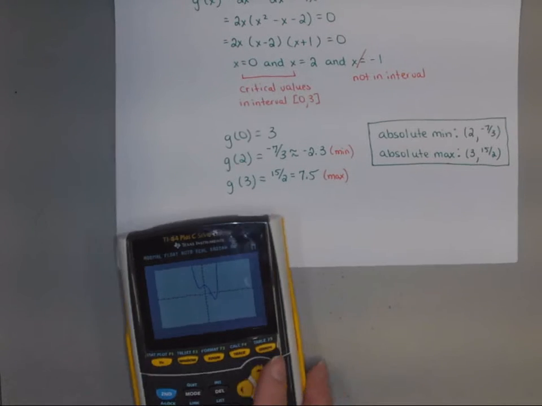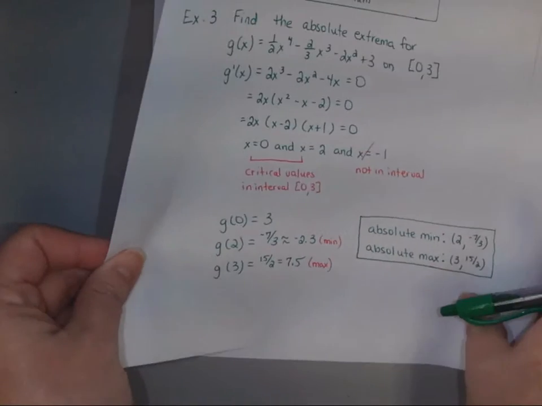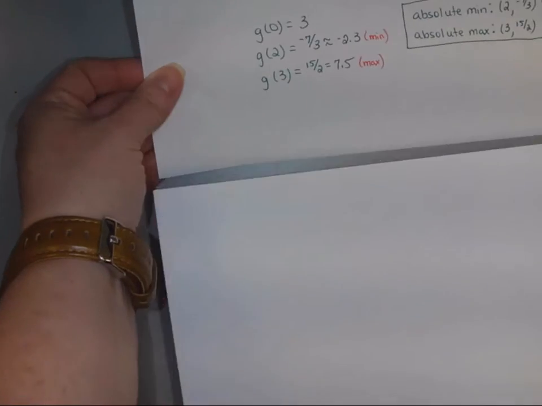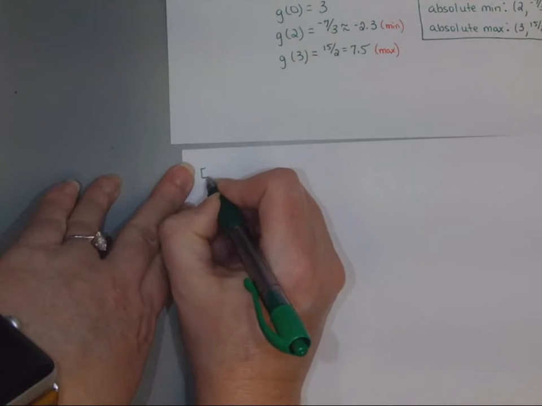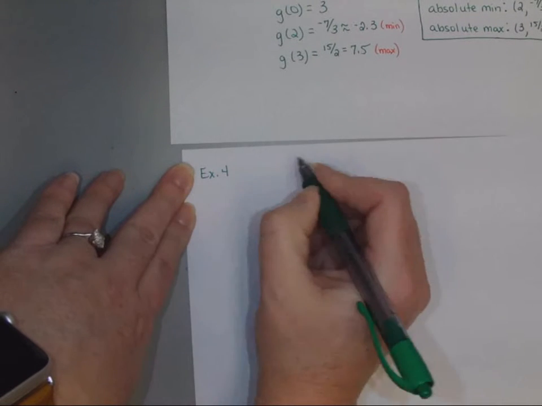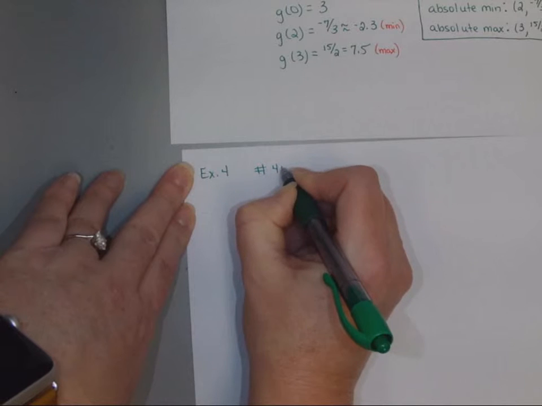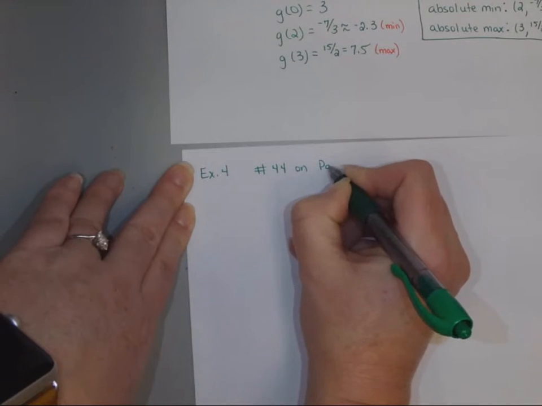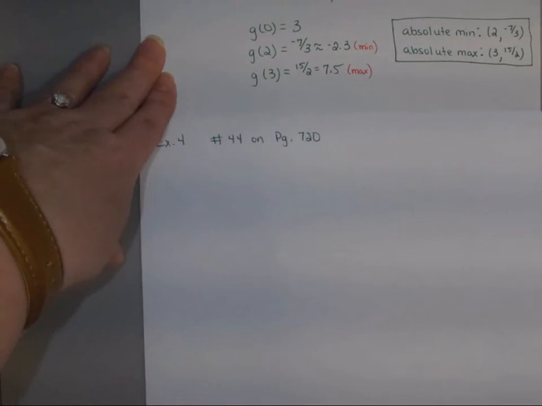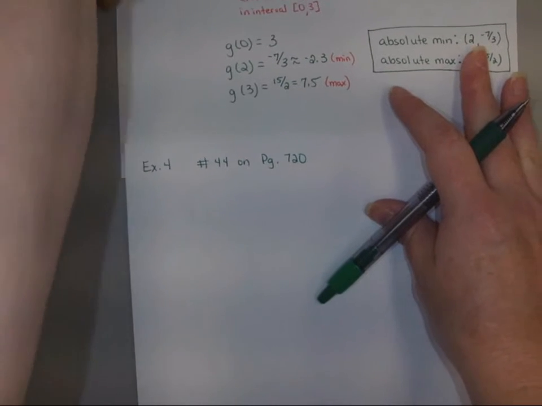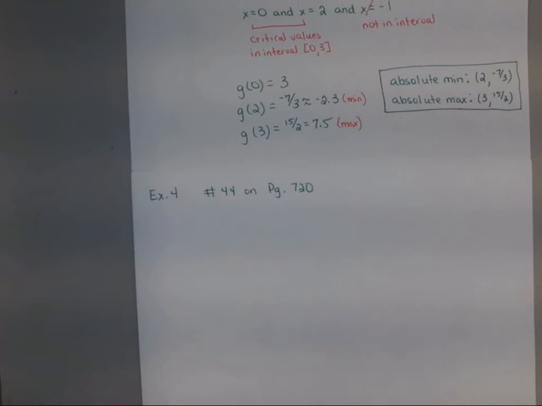Okay, so let's look at some word problems, some applications where maybe we aren't given an interval to look at, but we'll have to think about what's reasonable for the problem we're working on. If you have a book, we're going to look at number 44 on page 720. I'm going to give you the gist of it, so you don't have to open your book if you don't have one with you. I like to refer to the book with word problems so that we don't have to write the whole thing out, because I'm lazy.